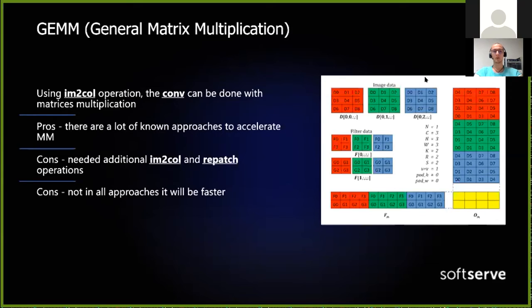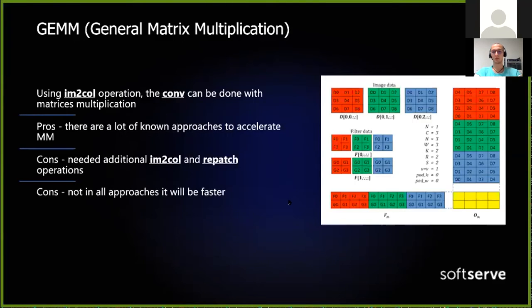So the pro of this approach is that there are a lot of ways to accelerate matrix multiplications, but the con of this approach is that it needs additional operations, im2col and repatch, that take a lot of time, and this approach cannot be faster on some boards.